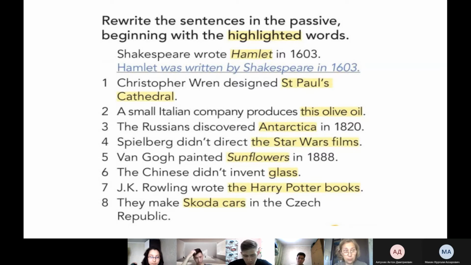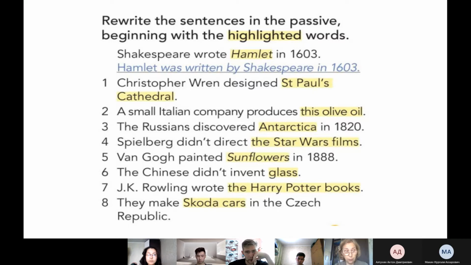Good. So the next is for Medina. The Russians discovered Antarctica in 1820. In 1820, Antarctica was discovered by Russians. Okay, it's possible to use this order of words as you place the date at the beginning of the sentence, but normally the dates, the adverbial modifier of time are used at the end of the sentence. То есть обычно дата у нас, когда произошло действие, в конце предложения ставится.